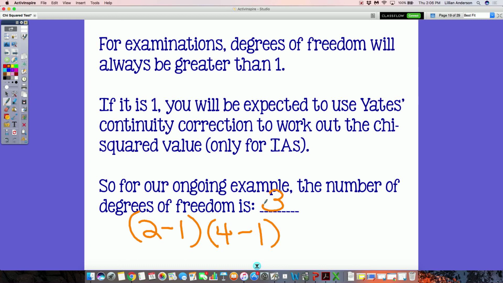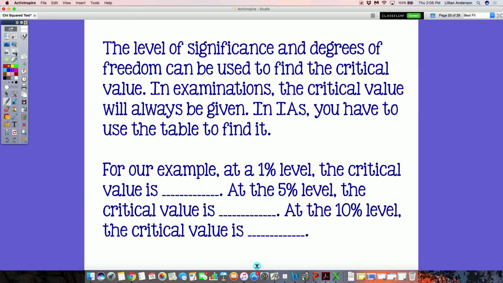So, what does this mean? That means you have to use a chi-square distribution table that I'm handing out to you right now in order to figure out what your critical value is. On exams, this number is always given to you. Okay? Actually, I take that back. This number is sometimes given to you. But you won't necessarily have to worry about finding it.